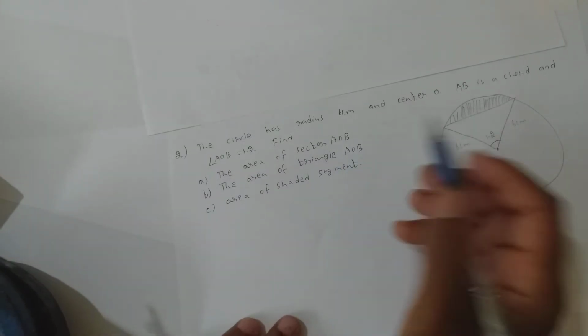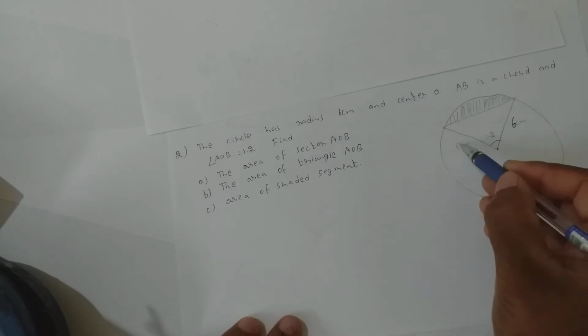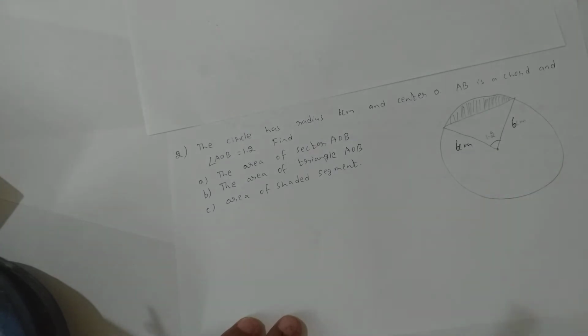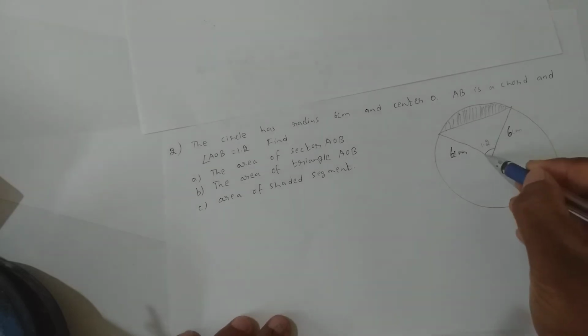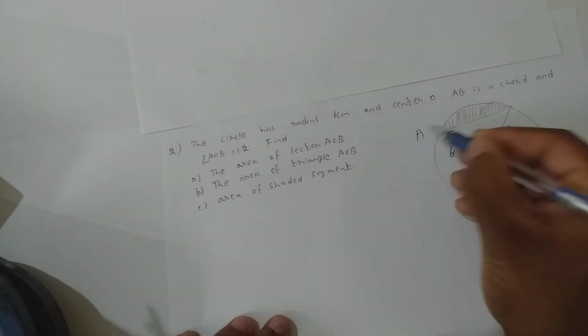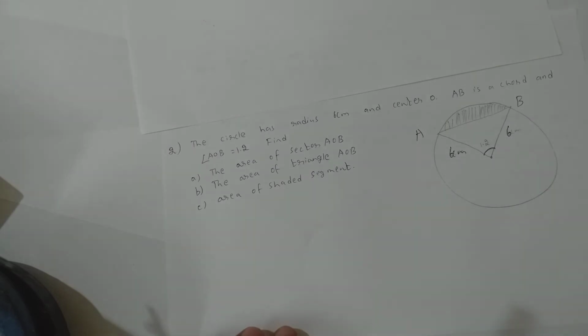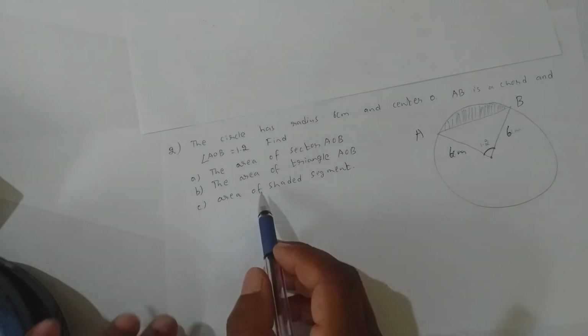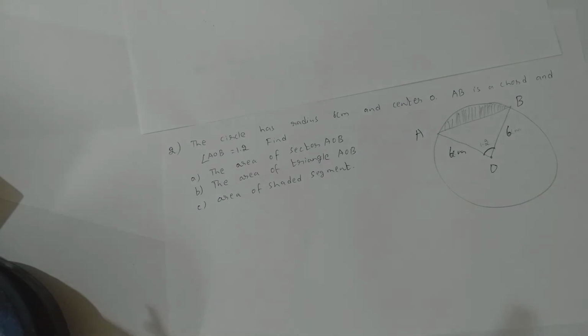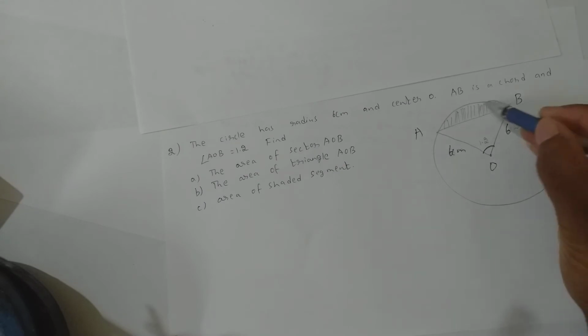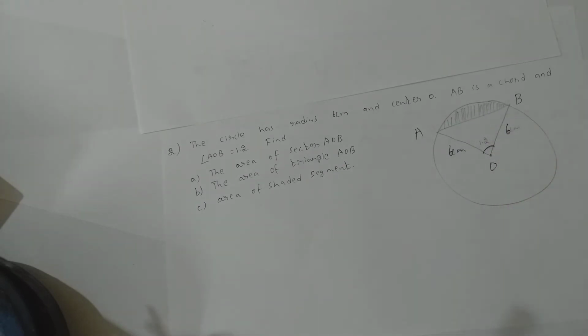The circle has a radius of 6 centimeters, so this is 6, this is 6. AB is a chord and angle AOB equals 1.2. So this is 1.2. AB is a chord, which means AB is over here. Now find the area of the sector AOB. Which sector is he talking about? Observe carefully. Area of sector AOB means this sector we need to find out.